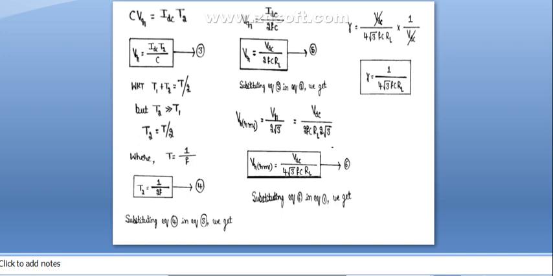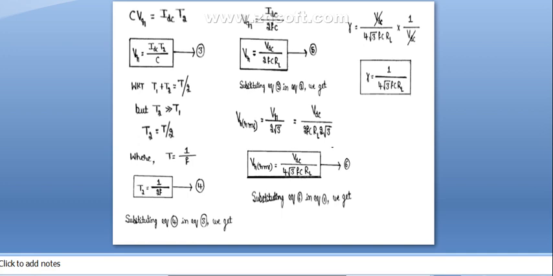Based on this charging and discharging, the ripple waveform looks like a triangle. The RMS value of the triangular waveform is Vrms equals Vr peak to peak by 2 root 3. So from this we have Vrms equals IDC by 4 root 3 fC.